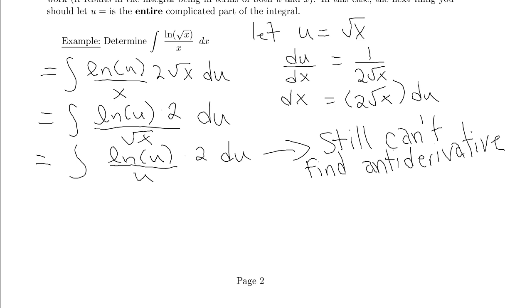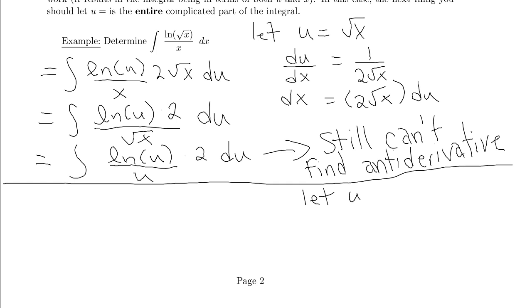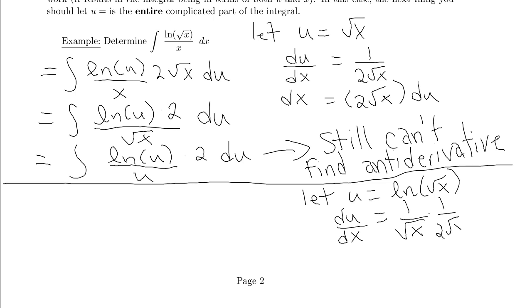So what I'm going to do instead, and it's going to be hard to fit on the page, I'm going to do my best here. Instead, I want to let u equal the entire complicated part. So I'm actually going to let u equal ln of root x. If I take its derivative, du dx, my derivative of ln is going to be 1 over root x, and then I want to multiply it by the derivative of the inside, which is 1 over 2 root x. So I actually end up with 1 over 2x as my derivative, because the root x times root x becomes an x. So then solving for dx, I get that it's equal to 2x du.